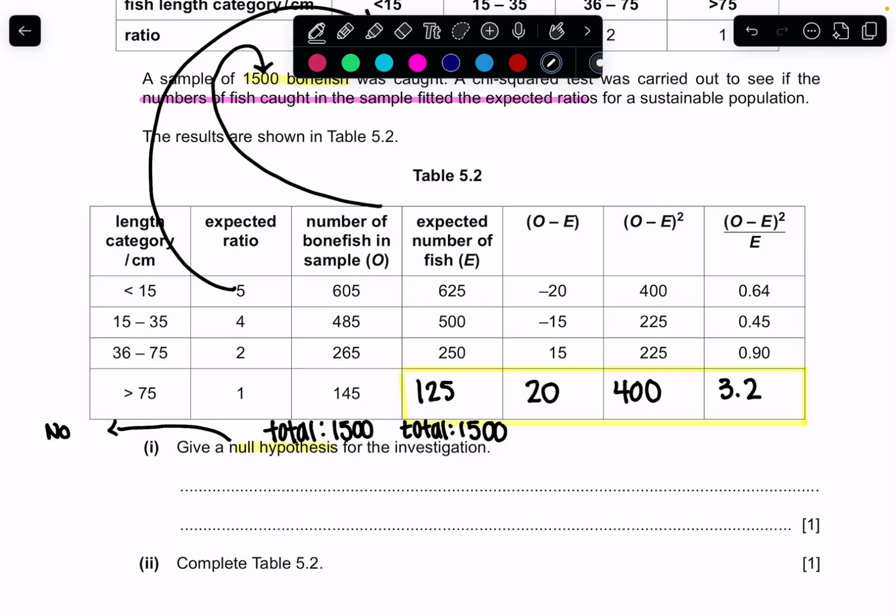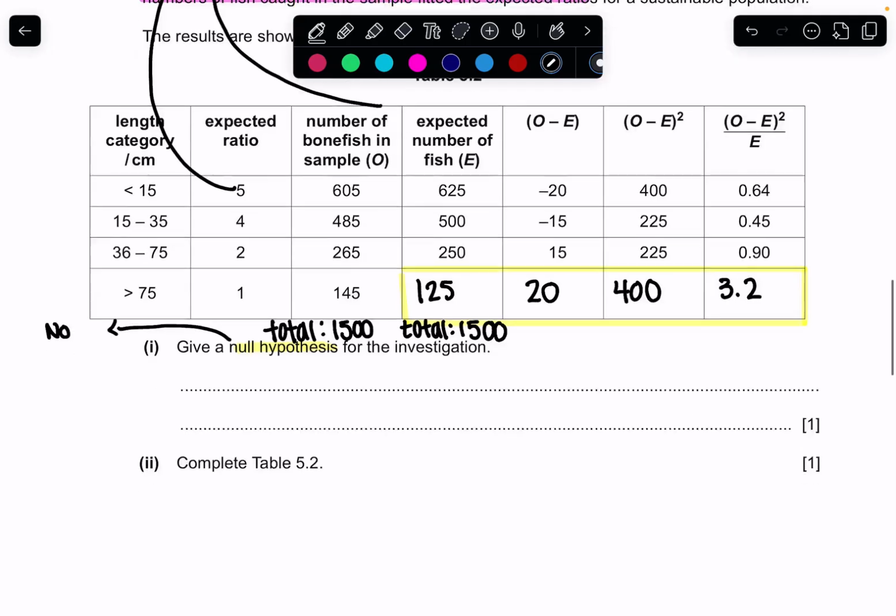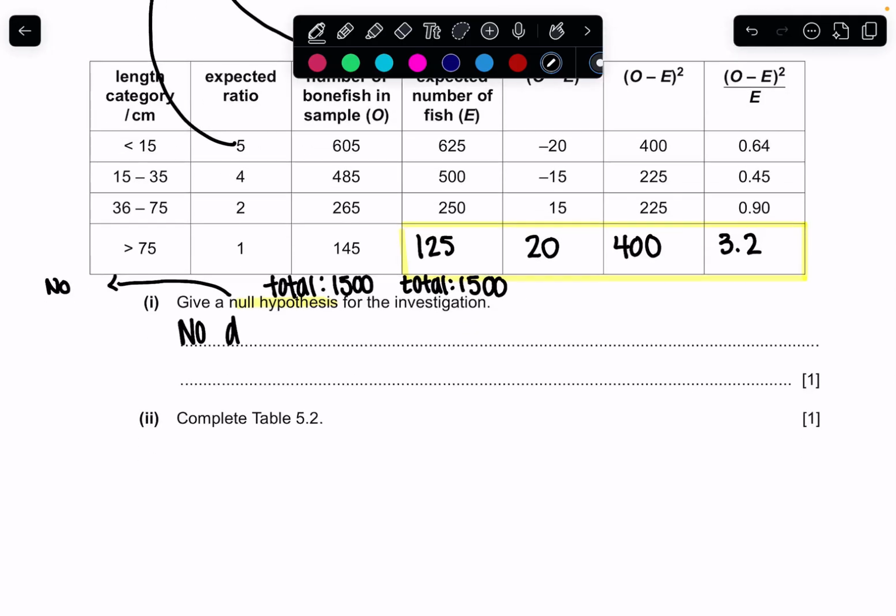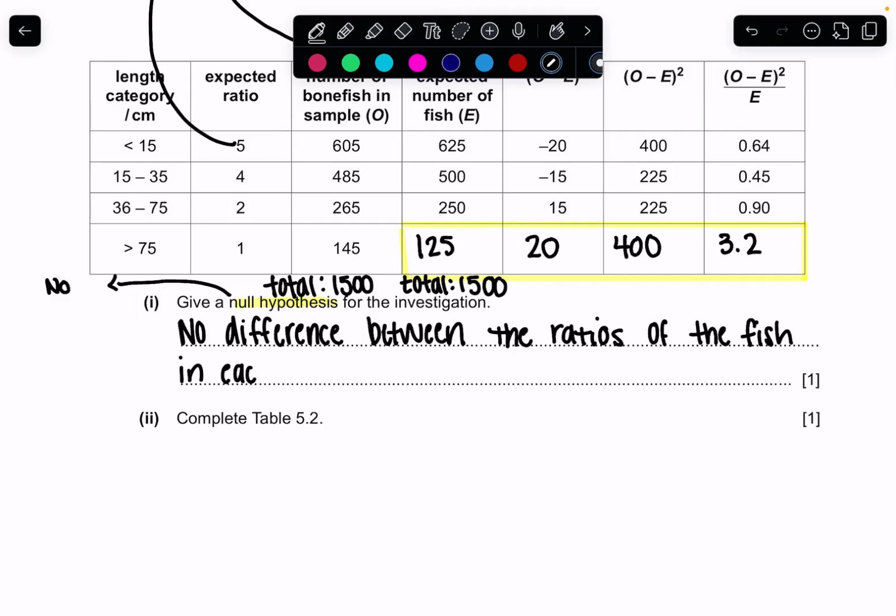Or we could even say that for the ratios of the fish in each length category in our sample compared to what was expected, there is no difference, aka no correlation. So no difference between the ratios of the fish in each length category.